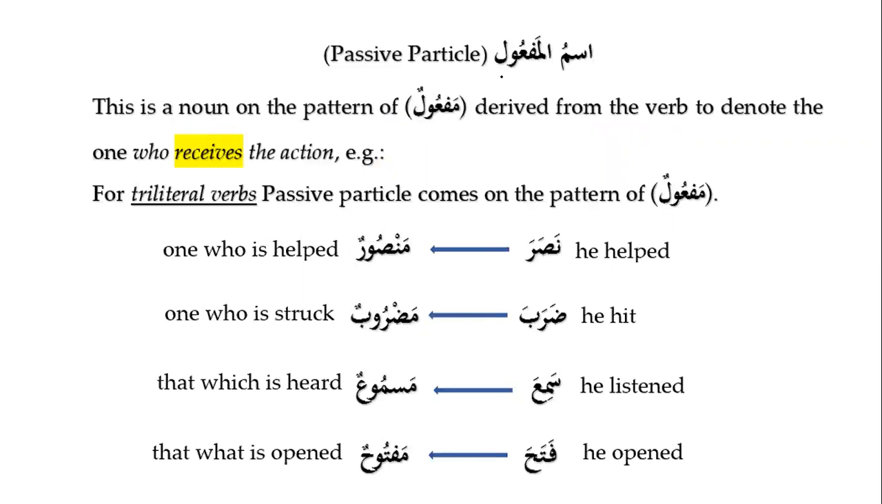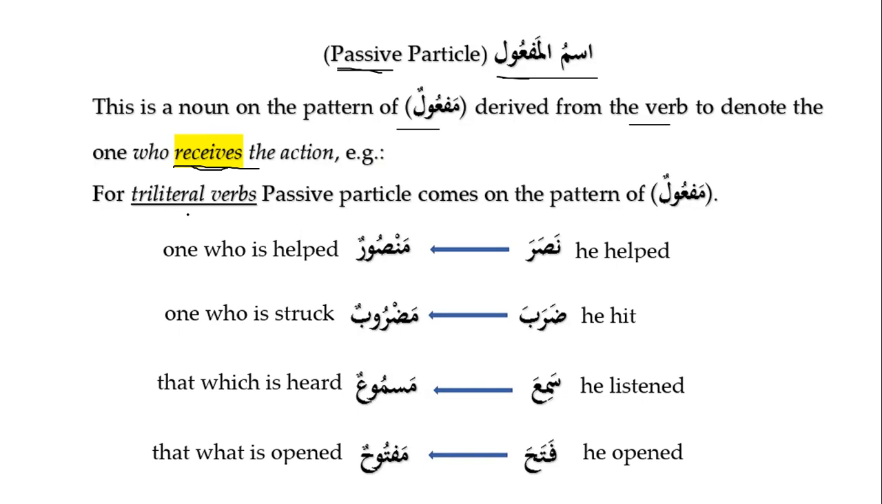So the first one, ismul mushtaqun, is ismul fa'il, and the second one is ismul maf'ul. This is, as we know, the passive participle. We have seen that verbs are passive, and now we can see that nouns also perform the function of passive. And this is the beauty of the Arabic language, that we can use either the verb or the noun as passive by itself as well. Here the noun will be on the pattern of maf'ulun, it is also derived from the verb, and it denotes the meaning of the receiver of the action. So the one who suffers or receives the action is called maf'ul.